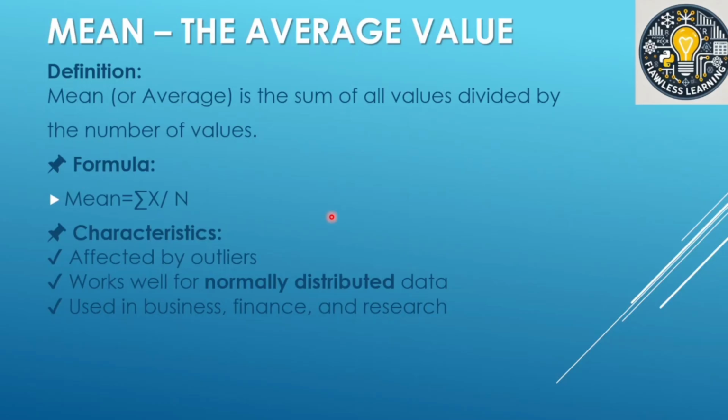The mean works well for normally distributed data. And what is normally distributed? I will discuss the normal distribution in the probability and distribution section. It is used in business, finance and research. Now an example, like exam scores. What is the mean? We sum all the data in the exam scores and divide by the total number, like 1, 2, 3, 4, 5, so divided by 5, which is 85, right? The mean is like the heart of the dataset. It gives a quick summary, but beware of outliers, right? That's the drawback of the mean, that it is affected by outliers.